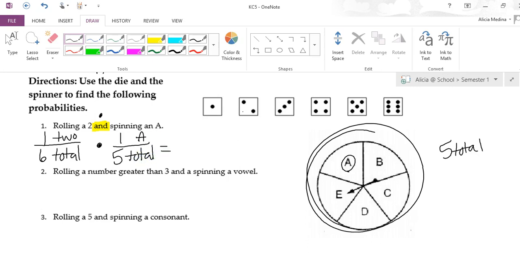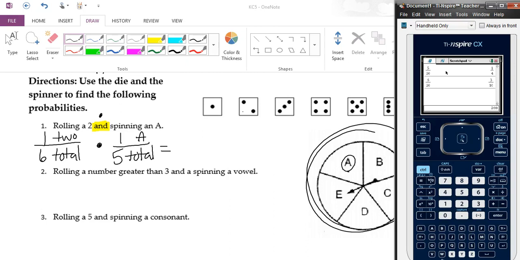Alright, and now we're going to multiply. So if you need to use your calculator, please do so. So if you want to do a fraction, you can press Control Divide, and you can type in 1/6. Multiply by another fraction, 1 over 5. So we should get 1 over 30.